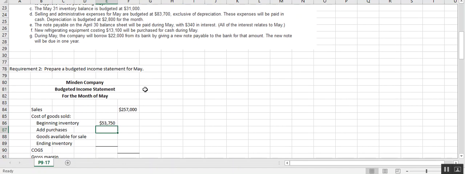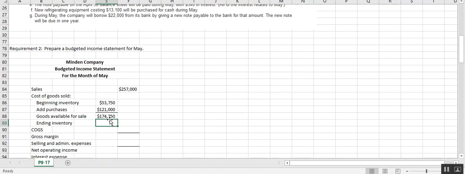And it doesn't matter whether we paid cash or credit. Those were still purchases regardless of how we paid for them. And we're doing an income statement, so we're going to consider all purchases. So we're going to add those two together to give us our goods available for sale. We're going to subtract out our ending inventory.